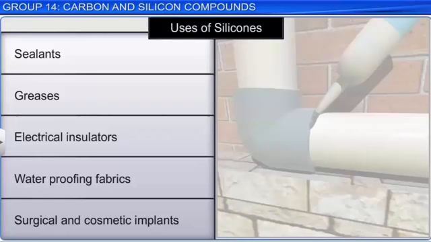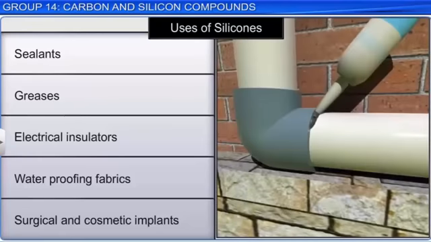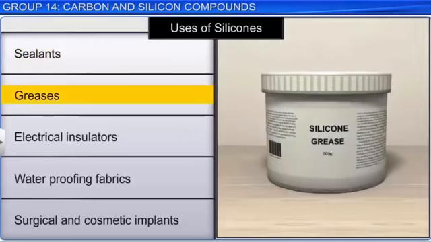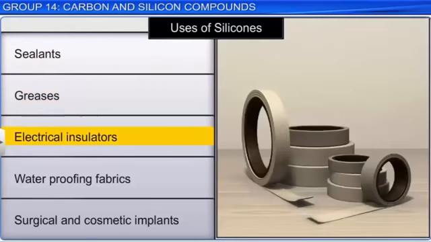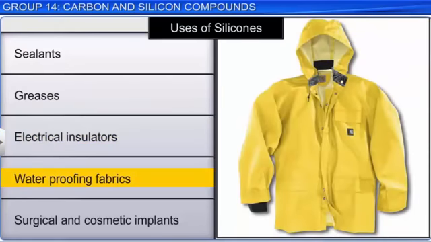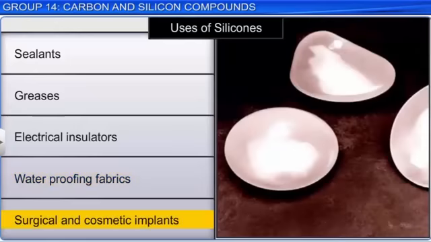Silicones are used as sealants, greases, and electrical insulators, as well as for waterproofing fabrics. They are also used for surgical and cosmetic implants, as they are biocompatible.